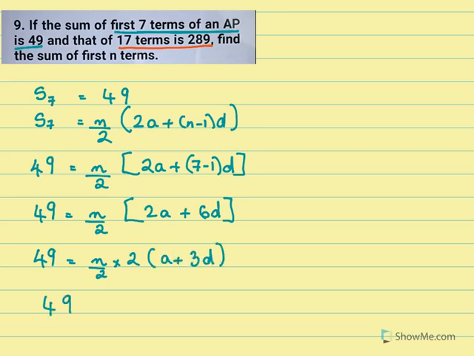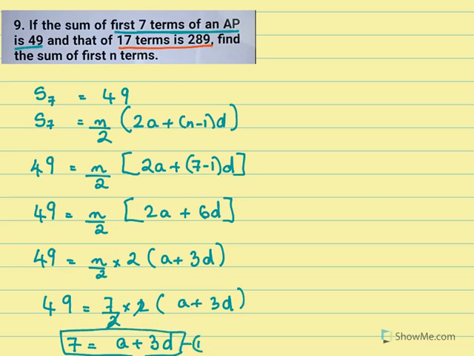The 2 will cancel. So 49 equal to n, which n is 7 in this case. So we need to put 7 here, over 2 into 2, a plus 3d. This cancels out. You put 49 over 7. So we get 7 equal to a plus 3d. This is equation 1. Here I just explained, I just skipped one step. You will do 49 over 7, which is 7.